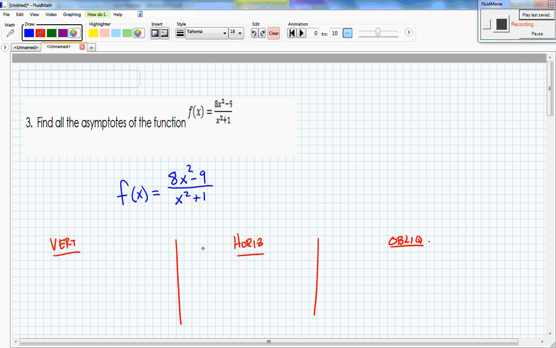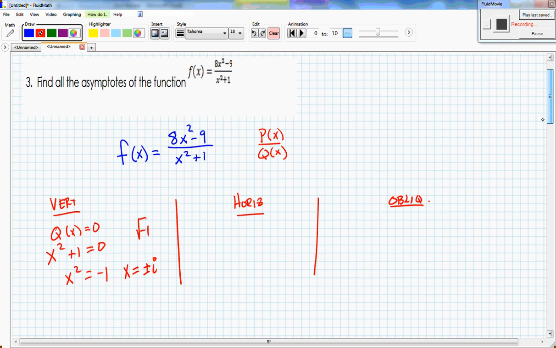To get a vertical asymptote for a rational function, which is represented as p of x over q of x, we set q of x, the denominator, equal to 0, and then we solve. So if I have x squared plus 1 equals 0, I get x squared is equal to negative 1. That means x is equal to plus or minus i, an imaginary unit, because I take the square root of negative 1. So if I'm getting imaginary units for vertical asymptotes, there would be no vertical asymptote in the real number system, so we can just label this as none. So there will be no vertical asymptote for this rational function.